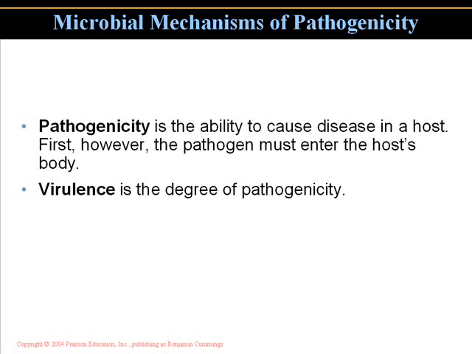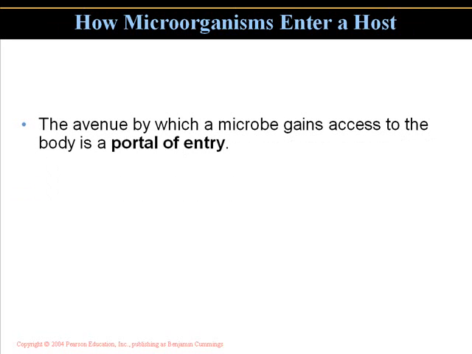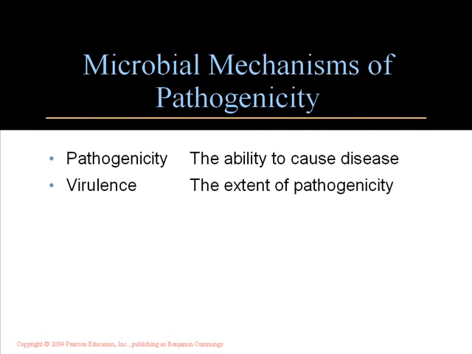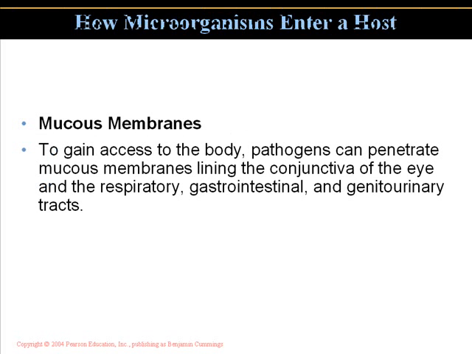Virulence is a term that refers to the degree of pathogenicity. We've already alluded to in earlier lectures certain things that make organisms more virulent. Some organisms have an endospore, which protects them from environmental insults. Other organisms secrete toxins that aid them in their ability to cause disease. So those are virulence factors. The avenue by which microbes gain access to the body is referred to as the portal of entry. That's another term that you need to be familiar with. Just as a review, pathogenicity is the ability to cause disease, and virulence is the extent of pathogenicity.